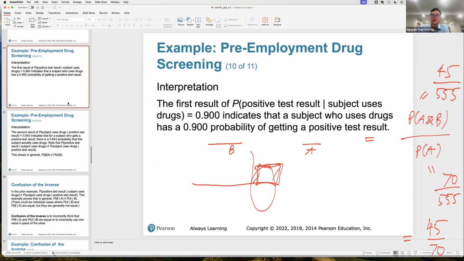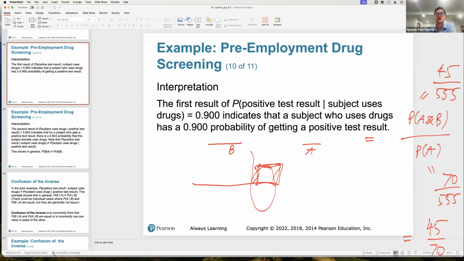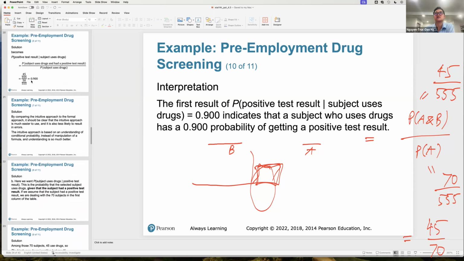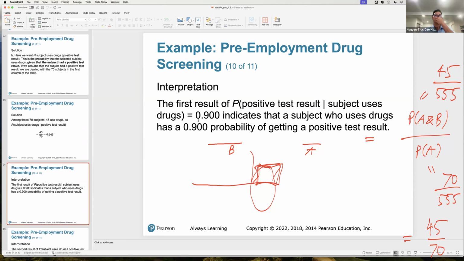And please remember, after doing the calculation, you have to do the interpretation, right? The first result, P of positive test result given that the subject uses drugs, is 0.900. Because the first answer we found, that is the answer for question A, is 0.900. So when you do the interpretation, you mention it here. That one indicates that a subject who uses drugs has a 0.900 probability of getting a positive test result. That is the meaning of this number.